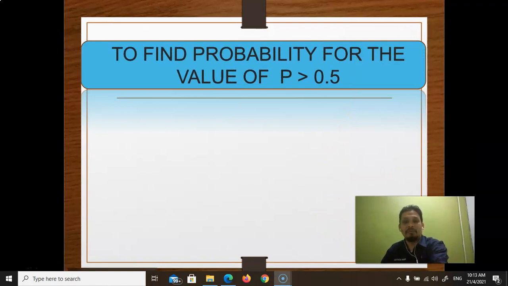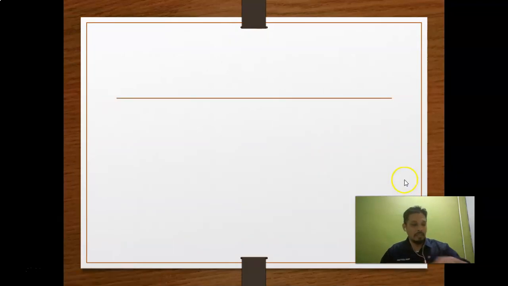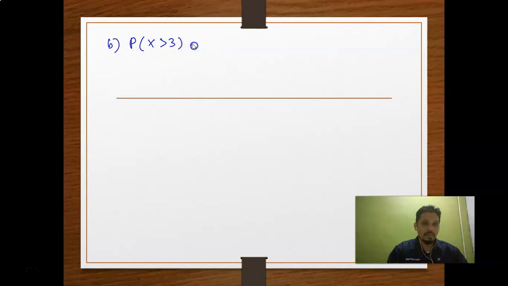Find the probability of p greater than 0.5. The next question, B, is the probability of x greater than 3. For this one, we refer to the value of r after the 3, because it does not include 3 but is greater than. So it is the probability of x greater than or equal to 4. It is greater than 3 but does not include 3, so we look at the value after that, which is 4. So x greater than or equal to 4.